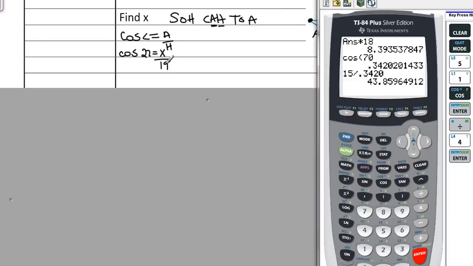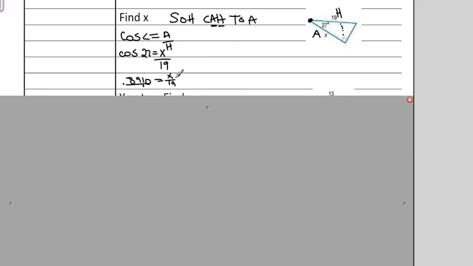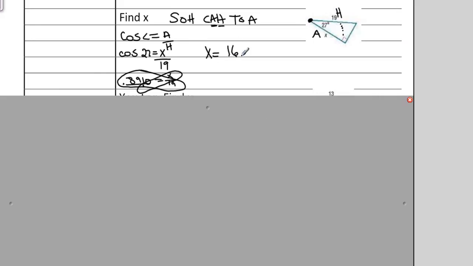I need to figure out what the cosine of 27 is. And that's 0.8910, and that equals x over 19. And I'm going to put this over 1 and cross multiply. So I get x times 1, which is x, equals 0.8910 times 19. So I can just take this 0.8910 and multiply it by 19. So I get x is 16.93, or just 16.9.